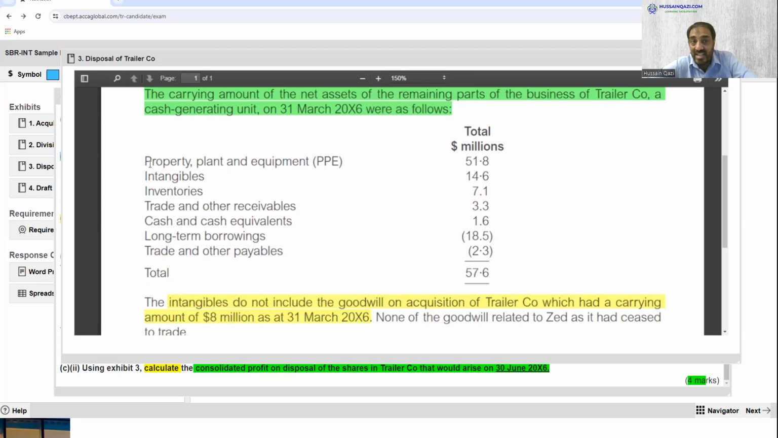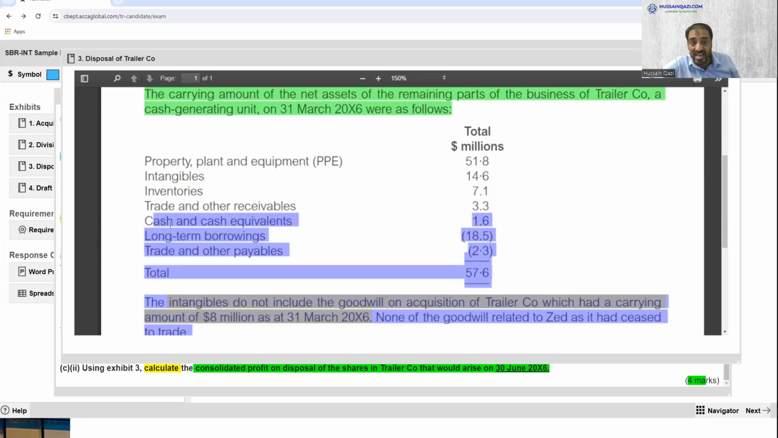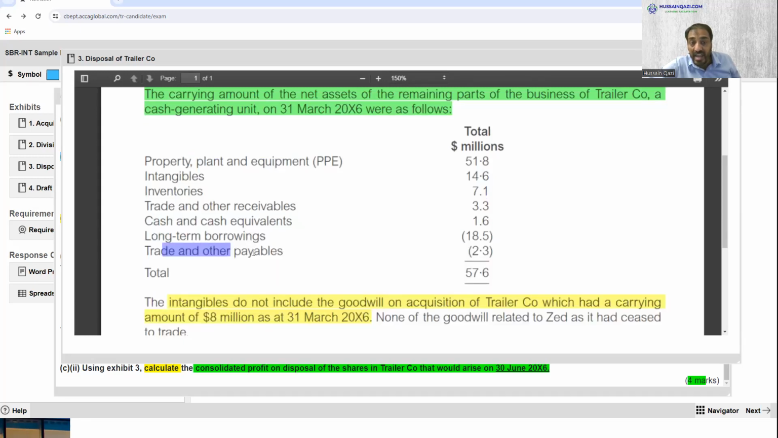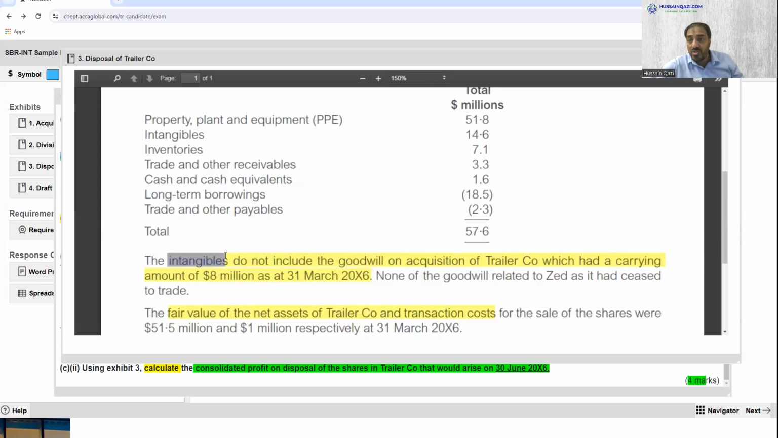So here are the assets and liabilities. Property, plant, equipment. Here are the asset and liabilities of trailer other than Z division. Property, plant, equipment, intangibles, including goodwill, inventories, trade receivables, trade and other receivables, cash and cash equivalent, long-term borrowings, trade and other payables, and that is total. The intangibles do not include goodwill on acquisition of trailer, which had a carrying amount of 8 million as at 31st March X6.